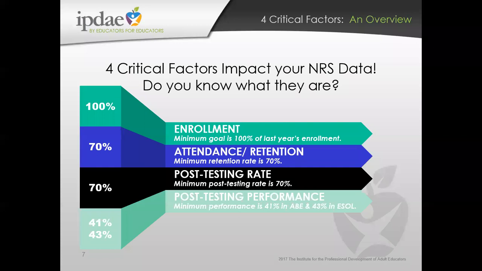Let's review the attainment goal for each of the 4 factors as set forth by the state. With regards to enrollment, the minimum goal should be maintaining at least 100% of your prior WITIS year's enrollment. Your retention rate needs to be at no less than 70%, and this is the case because retention, as you know, is directly tied to your post-testing rate. Your post-testing performance rate is 43% for ESOL and 41% ABE this year. Now, let's look at how you can begin to move your data in order to achieve the desired outcomes.